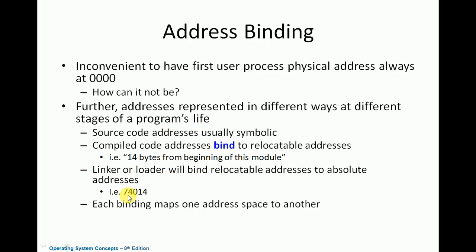So it is basically like this. It is 74,014. 14 bytes is added to 74,000. 74,000 is something like an absolute address, where the 14 bytes from the beginning is added, and it will become 74,014. And each binding maps one address space to another.